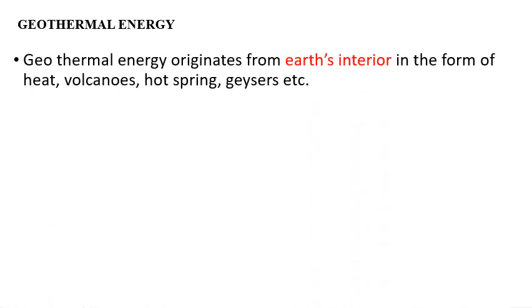Geothermal energy is the energy that comes out from the Earth interior surface. It may be in the form of heat, it may be in the form of volcanoes, hot spring, geysers. We might have come across in some of the rivers near the temples, where we get hot water, and people say we can take a hot water dip over there. That is nothing but a hot spring, and this is also coming from the earth interior surface.